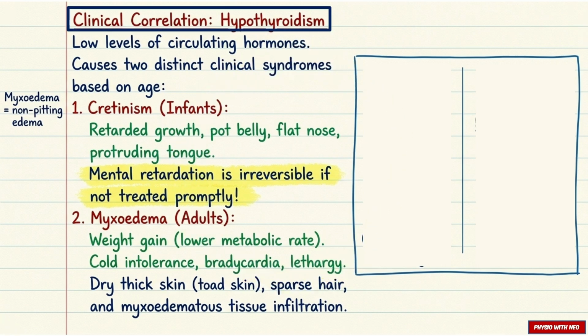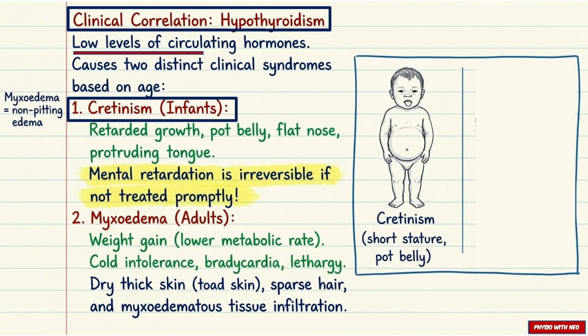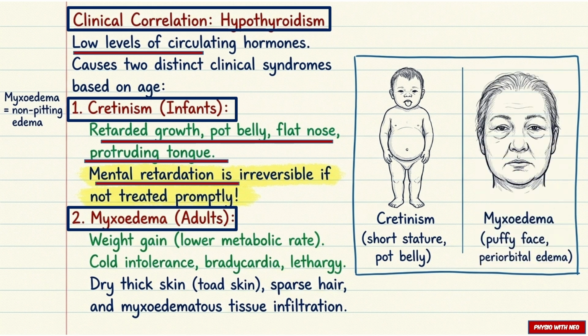Now think in the opposite direction, that is hypothyroidism, where there are low levels of circulating hormones. It shows two distinct clinical syndromes. First one is cretinism. It is seen in infants and it is characterized by retarded growth, pot belly, flat nose, protruding tongue, and mental retardation in some cases if not treated properly. Second syndrome is myxedema, which is seen in adults. This is characterized by weight gain because of lower metabolic rate, cold intolerance, bradycardia, lethargy, and most important, dark thick skin, sparse hair, and myxedematous tissue infiltration.